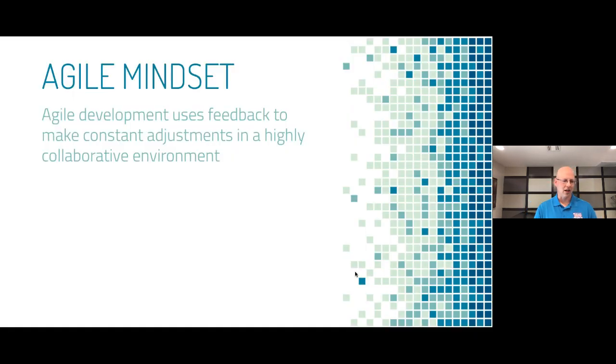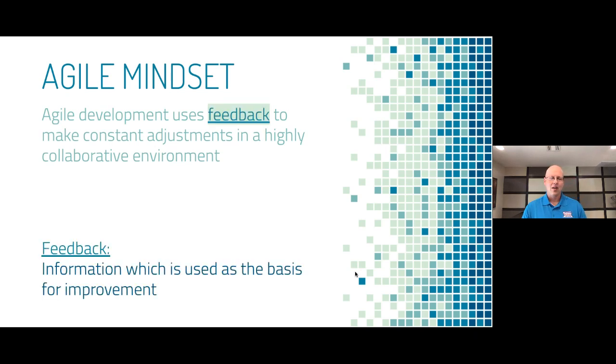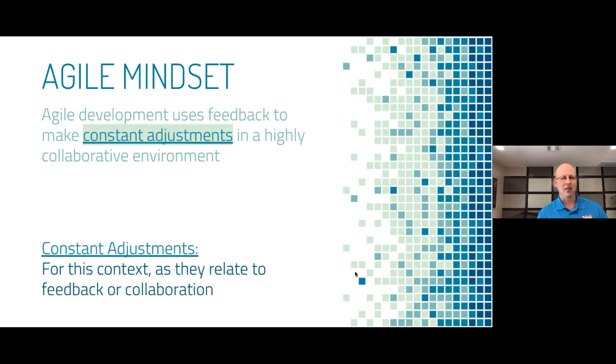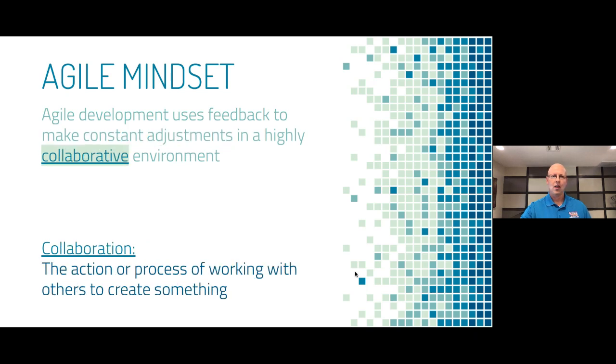So diving into what we're actually talking about, this Agile mindset as an individual. To define Agile development, I will say that Agile development uses feedback to make constant adjustments in a highly collaborative environment. So breaking that down just a little bit, feedback in this case means information which is used as the basis for improvement. Constant adjustments, for this context, we will talk about adjustments as they relate to either the feedback or to the collaboration. And then finally, collaboration is the action or process of working with others to create something.